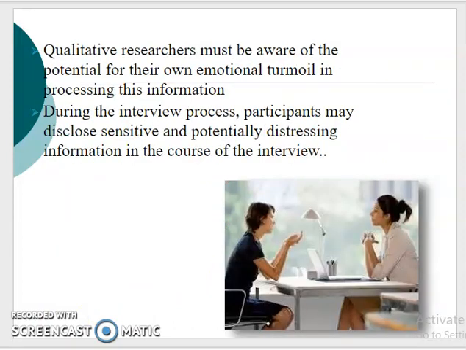Qualitative researchers must be aware of the potential of their own emotional turmoil in processing this information. During the interview process, the participants may disclose sensitive and potentially distressing information in the course of the interview.